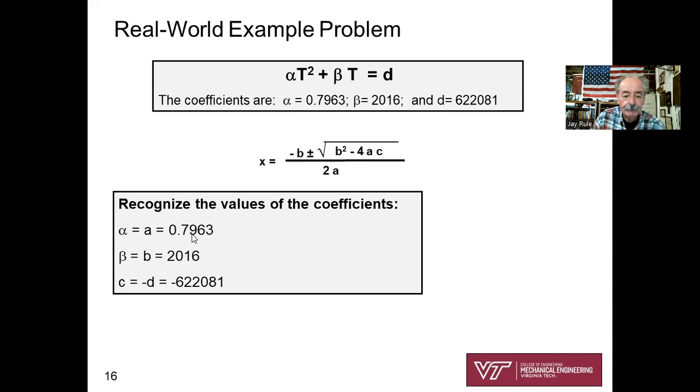Alpha is A, 0.7963. Beta is B, 2016. And C is negative D, or negative 622081. C is a negative number. So now what we're going to do is dissect this. We should be able to go right into a calculator and get a result, but let's study the numerics before we go to the calculator.